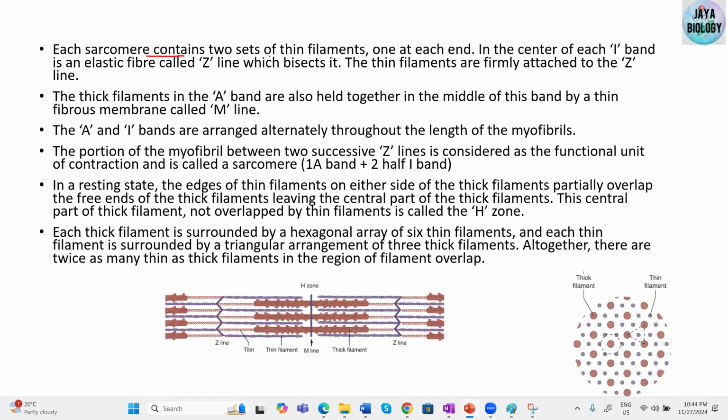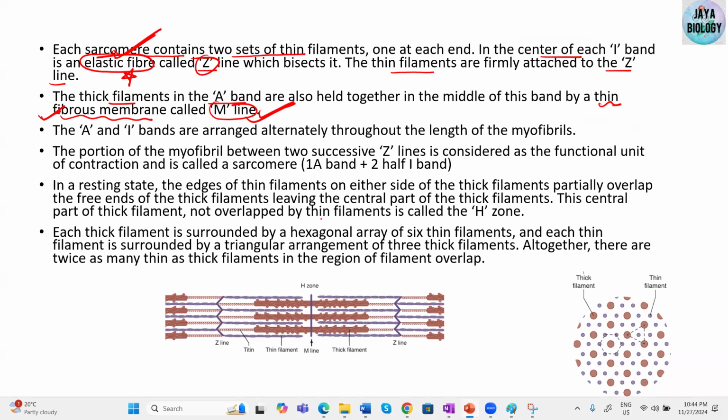Now see, theory. Each sarcomere contains two sets of thin filaments. In the center of each I band, you will find the Z line, which is made up of elastic fiber. Please, very important, understand properly. The thin filaments are attached to the Z line. The thick filament, called A band, is held in the middle by the help of the M line, and the M line is made up of thin fibrous membrane. Z line is elastic fiber and M line is fibrous membrane. Understood? Please understand the concept properly, beta.